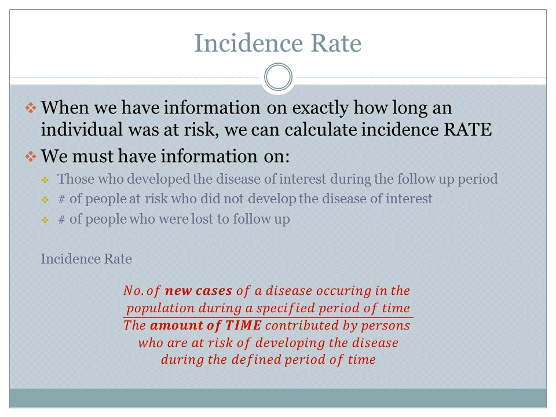So again, with an incidence rate, you can think of the number of new cases of disease occurring in the population during a specified period of time over the amount of time contributed by each person who was at risk of developing the disease during the defined period of time. Next slide, please.